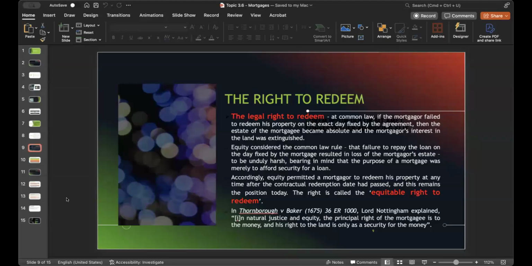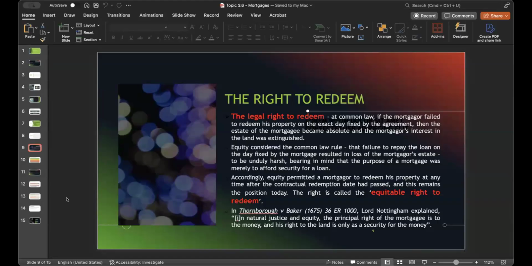Yes, Mr. Luke. However, Equity stepped in at this point to say that basically the mortgage is really to give to the financial institution as a security for money that was lent. So the mortgagor can redeem his property at any time after the contractual date has passed. And of course, that is the law today. So the bank in today's world cannot really just take your property and then you have no claim against that. You still have the right to make good on your payments in some way.